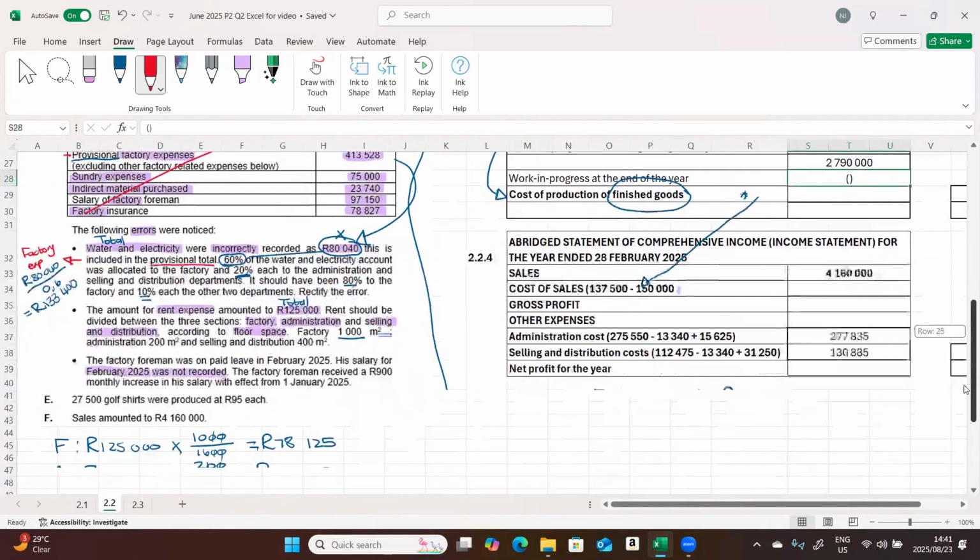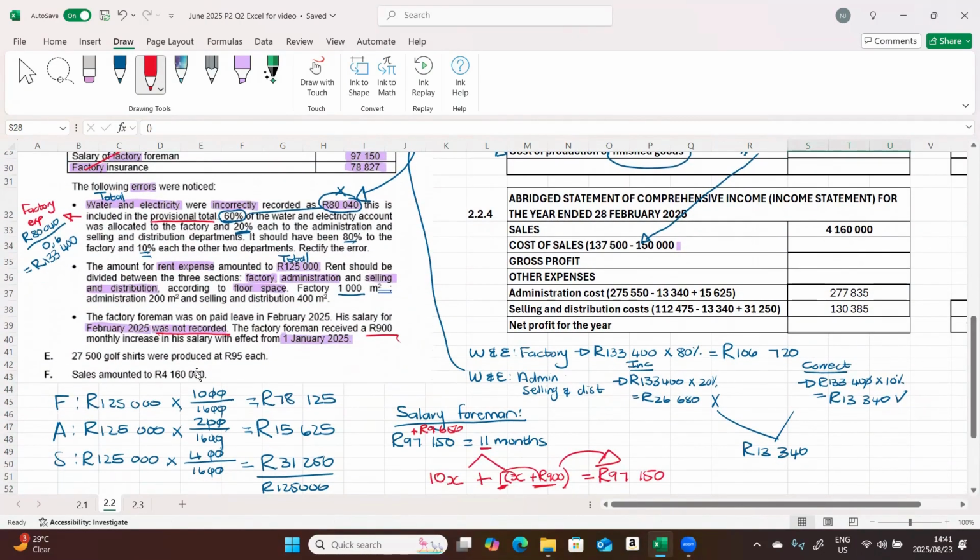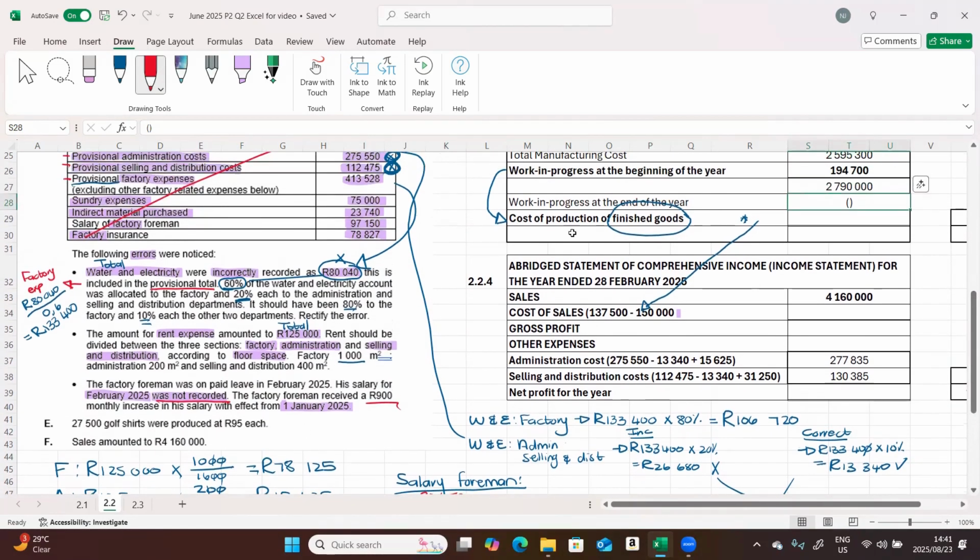So let's go and read further, E and F. They tell us over here that 27,500 golf shirts were produced at 95 Rand each. All right, guys. And then that is exactly what we need to calculate the cost of production of finished goods.